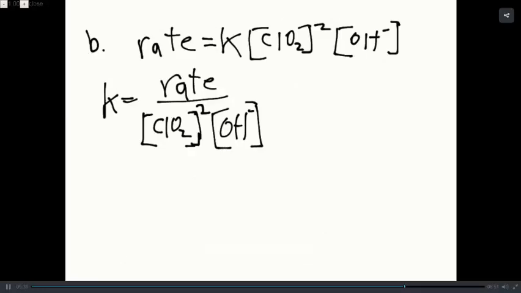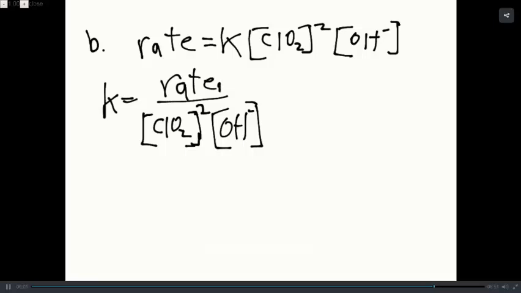Part B is to solve for the rate constant K. So I've taken our equation and rearranged it to solve for K. We isolated K. But here's the trick. The numbers that we put in are going to be the numbers from one individual experiment. So we can't mix and match numbers from experiment 1 and 2. That wouldn't make sense. Let's just pick experiment 1.